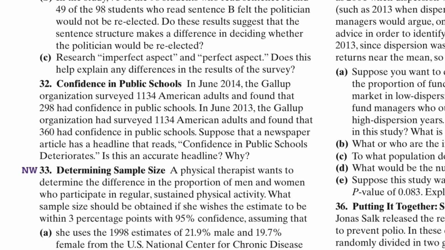It says, in June of 2014, the Gallup organization surveyed 1,134 American adults and found that 298 had confidence in public schools. In June of 2013, the Gallup organization had surveyed 1,134 American adults and found that 360 had confidence in public schools. Now, we wouldn't expect the two samples to generate exactly the same proportion, but anyway, the headline they're asking us to respond to says, suppose that a newspaper article has a headline that reads, "Confidence in public schools deteriorates." Is this an accurate headline? Why?